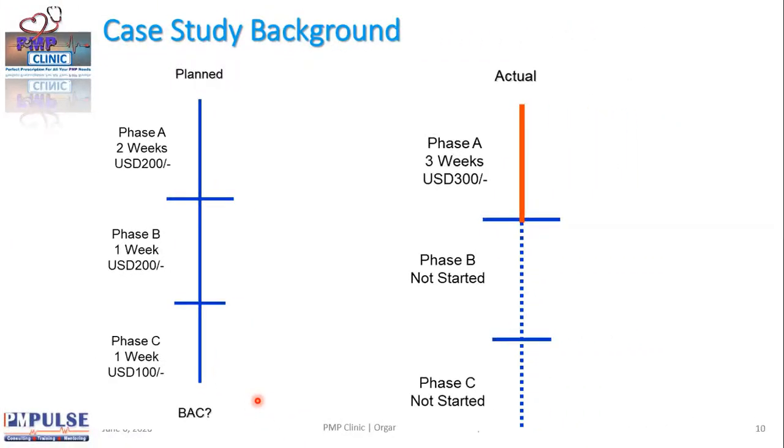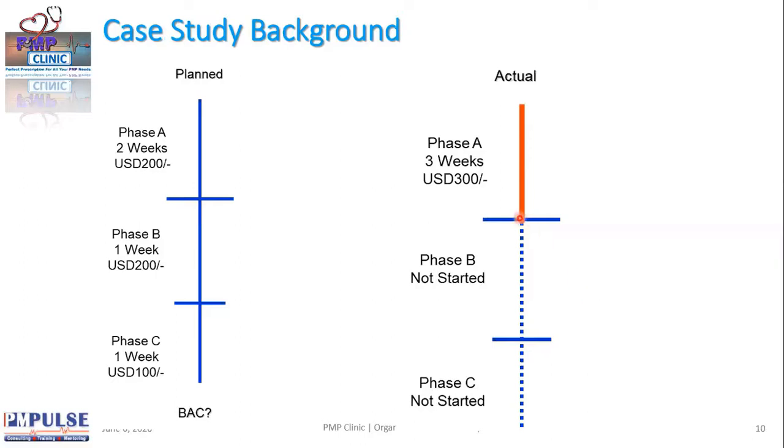When we actually executed the plan, when we actually started working, we have only completed phase A. If I ask you how much work you've done, you'll say phase A. But we also saw that though we have completed phase A, instead of 2 weeks, we ended up taking 3 weeks. We were supposed to spend $200 as per plan, but we ended up spending $300 in reality. And phase B and phase C have not even started.